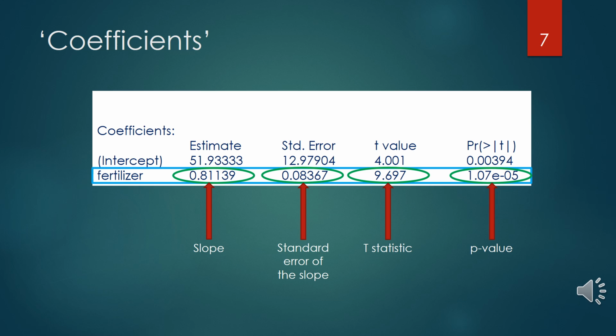Now let's look at the values that R has estimated. The value listed next to the explanatory variable is actually an estimate of the slope of the line. Next is the standard error of the slope. Then a t-value. Actually, it's a calculated t-statistic to determine whether the estimated slope is significantly different than 0. And finally, there is a p-value for this statistical test.